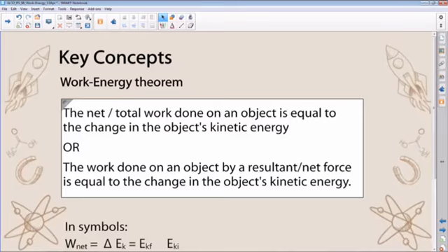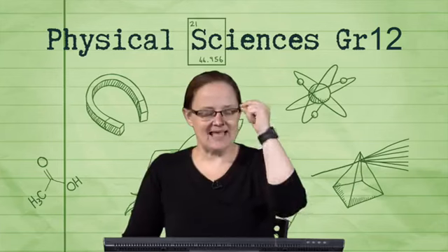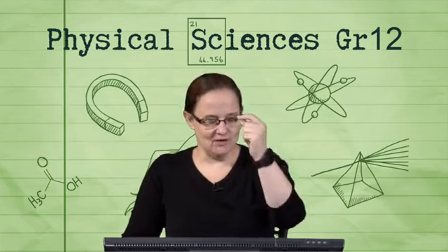The net work done on an object is equal to the change of the object's kinetic energy, or the work done on an object by a resultant or net force is equal to the change in the object's kinetic energy. What's really important here is there has to be a change in kinetic energy. That means there has to be a resultant force.